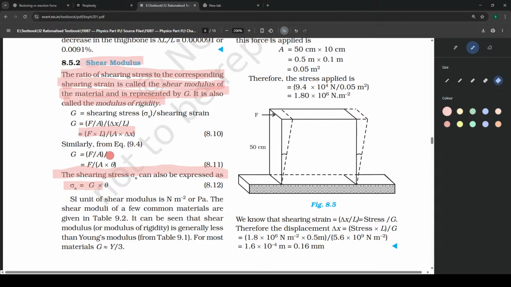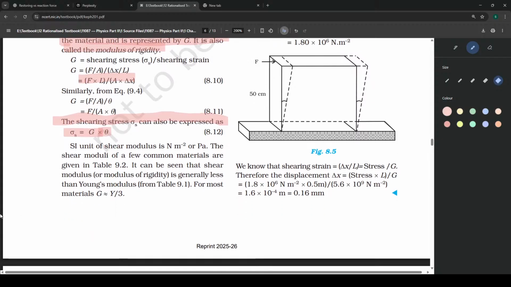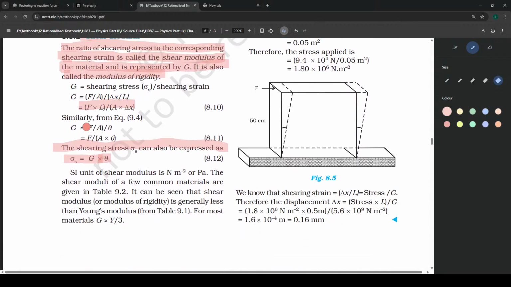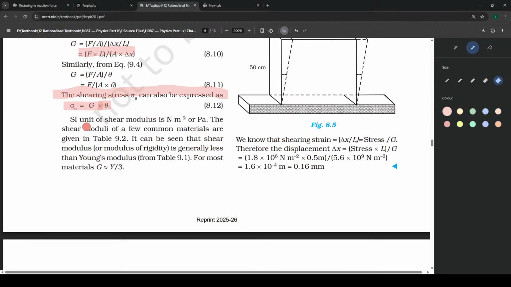Basically, F by A is the shearing stress, so the shearing stress is equal to G times theta, where G is the rigidity modulus or the shear modulus. The SI unit of the shear modulus is the same as Young's modulus, which is Newton per meter square or Pascal. The shear modulus of a few common materials is given in table 9.2. It can be seen that shear modulus is generally less than Young's modulus for most materials. G is essentially equal to Y by 3.